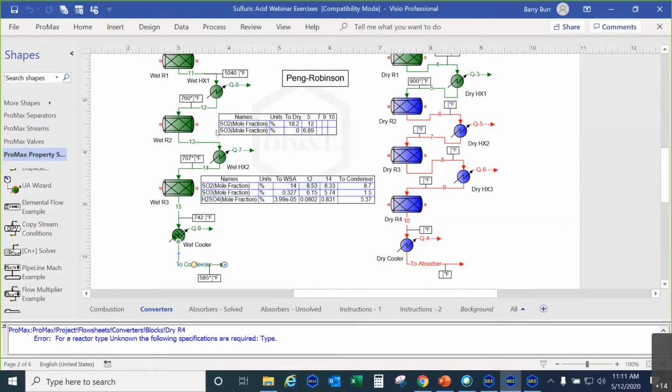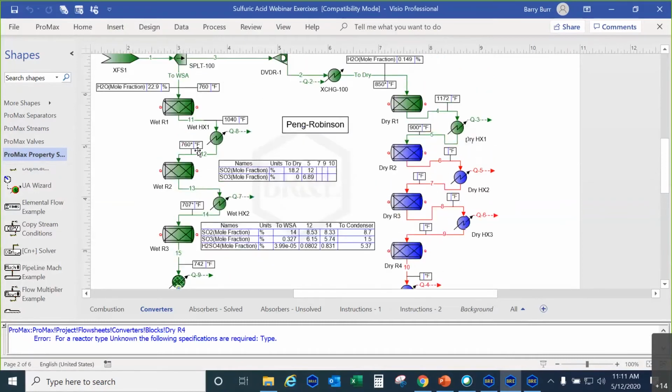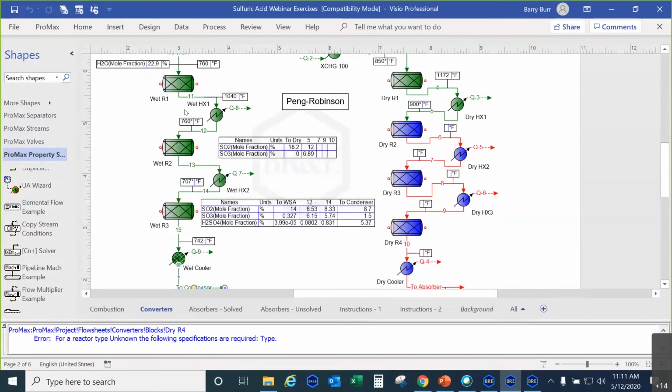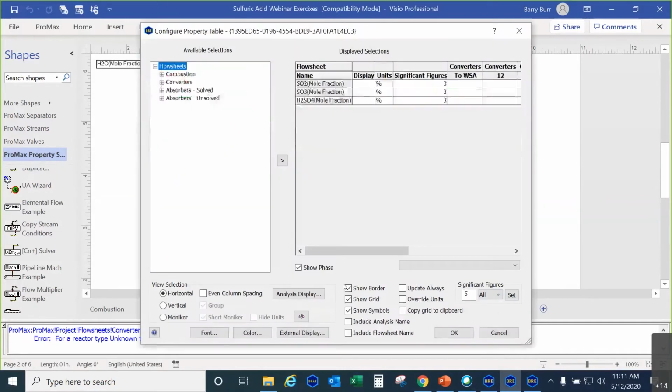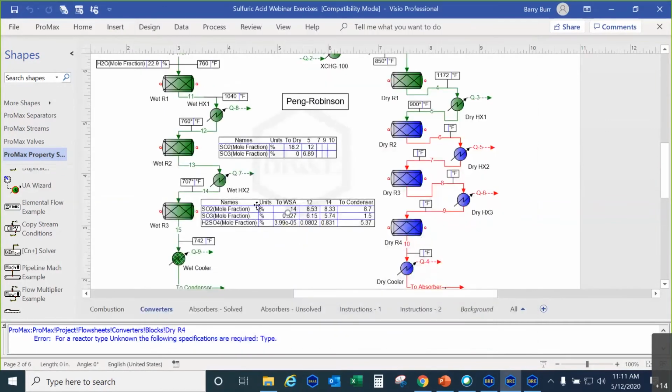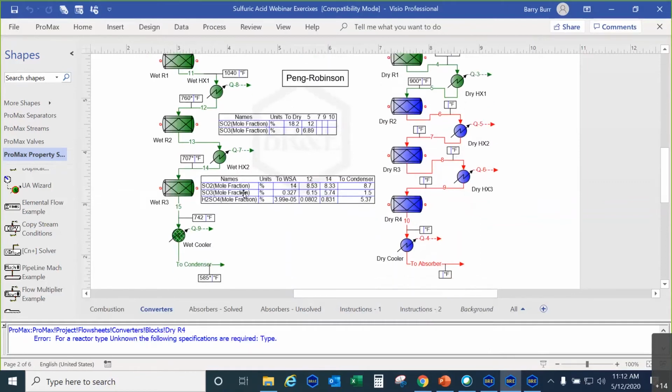So now we have the wet sulfuric acid set of beds and wet cooler simulated. You can see here there is a property table set up to show you the relevant streams. So we have 0.3% SO3 on the inlet, and then going to the condenser, we have, something's not working right here, I don't think. We still have a lot of SO2. I didn't convert everything very well.